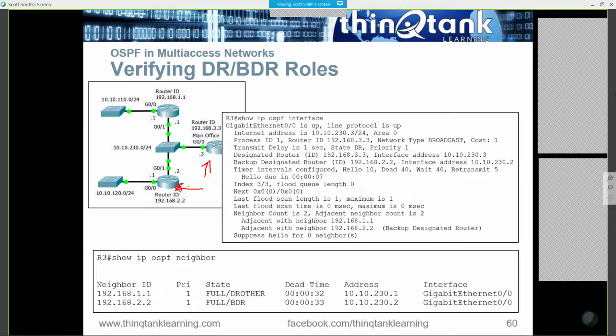If the DR fails, this guy gets promoted, and then this guy gets promoted. What happens when this router comes back online? Nothing. Once you're elected, unless you fail, you stay in that position. So even if the DR gets elected correctly, if it happens to go down, even for a few seconds and come back, it's no longer the DR. This is a non-preemptive process, which is what makes it so difficult to control.